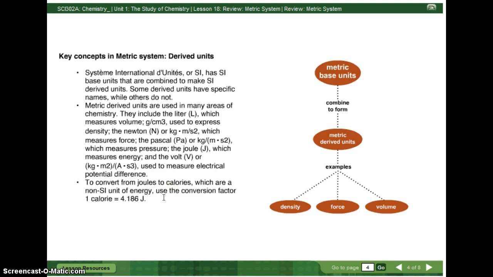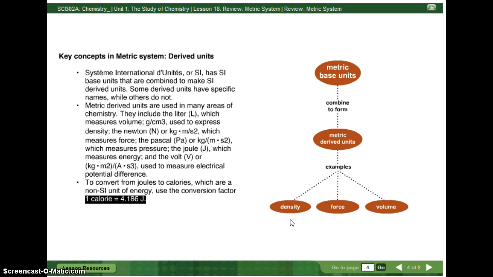To convert from joules to calories, which are a non-SI unit of energy, so calories is not metric, but we convert from joules to calories all the time, just like you could convert from meters to feet. Use the conversion factor, 1 calorie equals 4.186 joules. No, you do not need to memorize this, but you do need to use it, and we're going to do some examples together. Metric base units combine to form metric derived units.